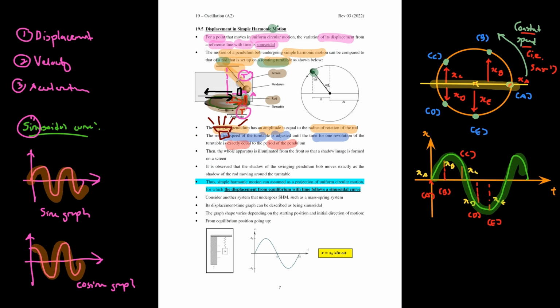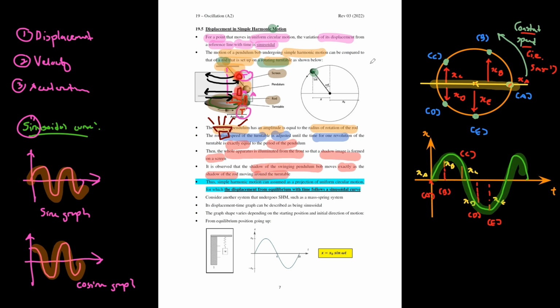And then as for your pendulum bob, again, because you're seeing it perpendicular to the screen, the shadow image will again just move towards the left and then towards the right. Okay, so what they found out is that as your pendulum bob moves, the motion of your pendulum bob matches that of your rod oscillating left and right. Here we mentioned that the whole apparatus is illuminated from the front so that a shadow image is formed on the screen. They saw that the shadow of the pendulum bob swinging is actually moving exactly the same as the shadow of the rod moving around its turntable.